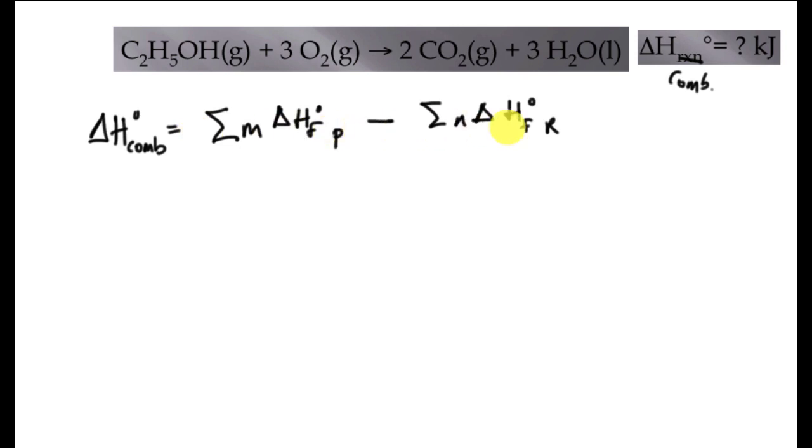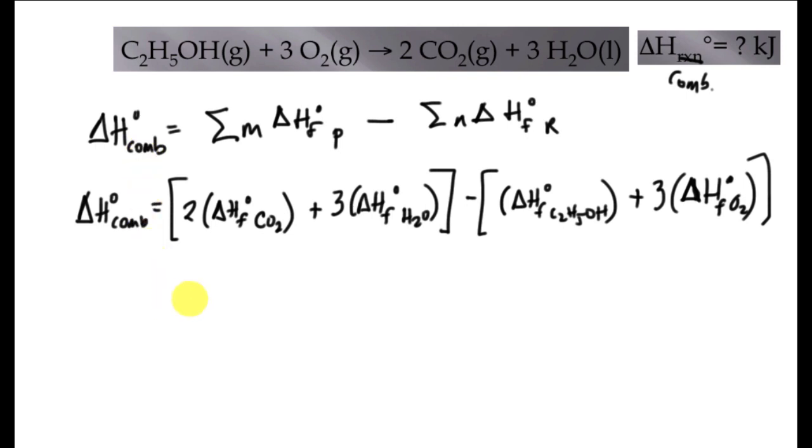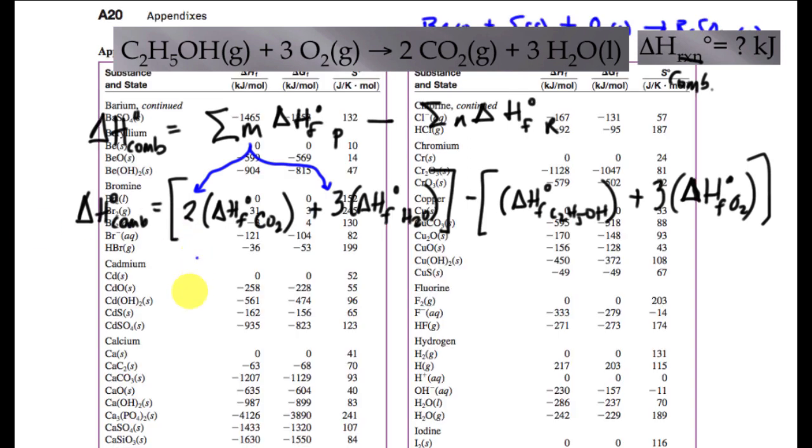Alright, so I wrote down the equation. I got the summation of the products and the summation of the reactants. So I'm going to rewrite this in terms of the substances. What I did was replace the reaction. M is my coefficient, so I put that down here for each of these, and then I replaced products with the actual products themselves. So now I'm going to use my chart over here and plug the numbers into the equation. Alright, so let's do that.